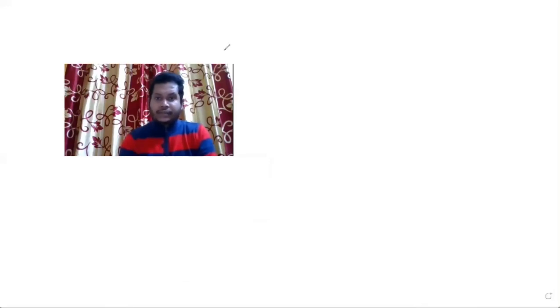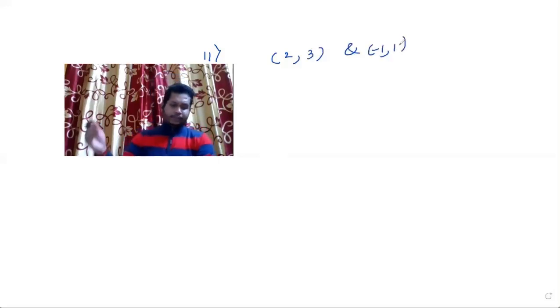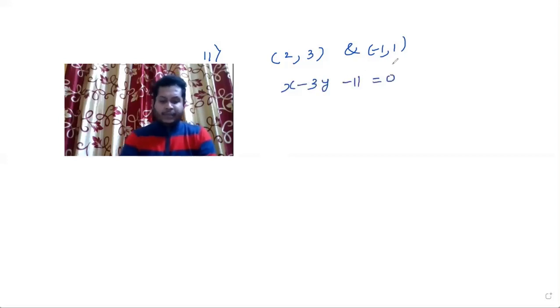Now let's read the question carefully first, to see what they are asking for. It says: find the equation of the circle passing through the points. They have given 2 points, one is (2, 3) and one is (minus 1, 1). And they have also mentioned that its center is on the line x minus 3y minus 11 equal to 0. So what we'll do here is first simply assume the equation of our circle.